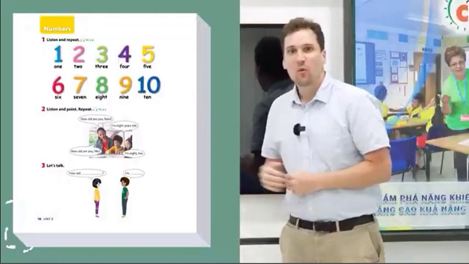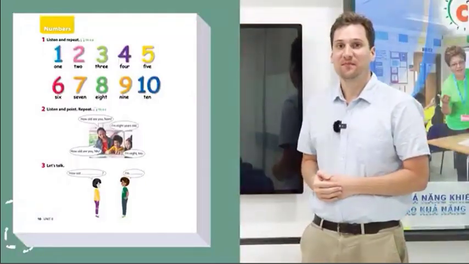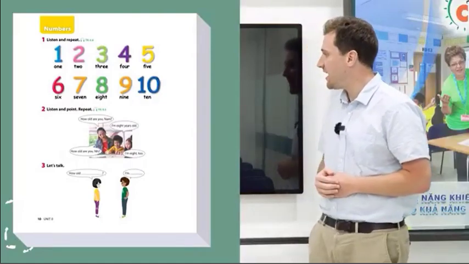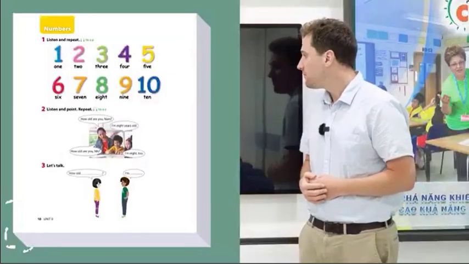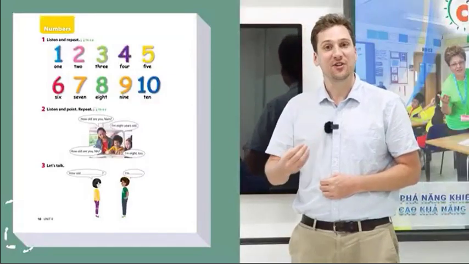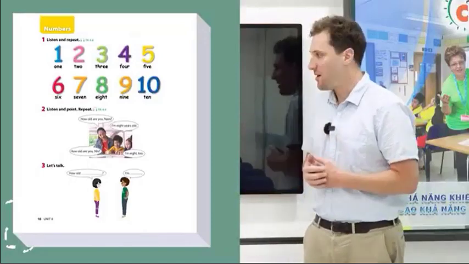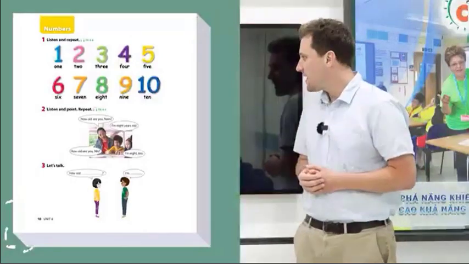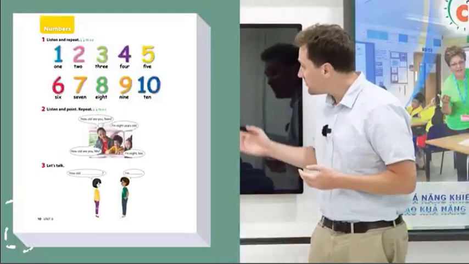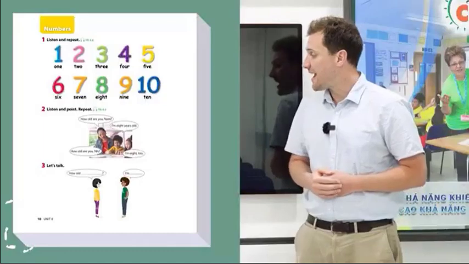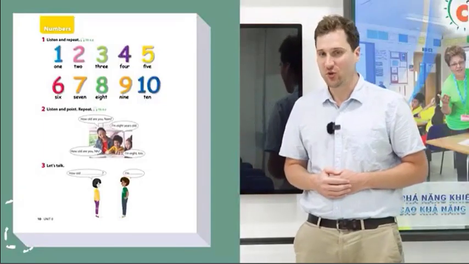Then we can go to exercise 2 and we can use our structure. Our structure today is, how old are you? I'm 8 years old. With this structure, they can practice the numbers. Then once they're confident with this question and answer, they can move on to exercise 3, Let's talk.